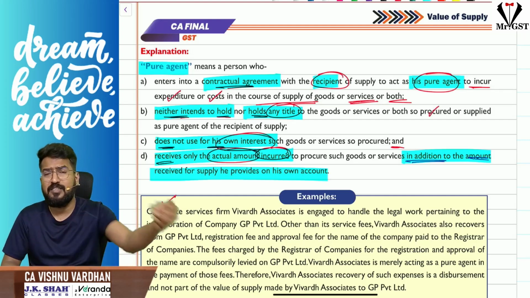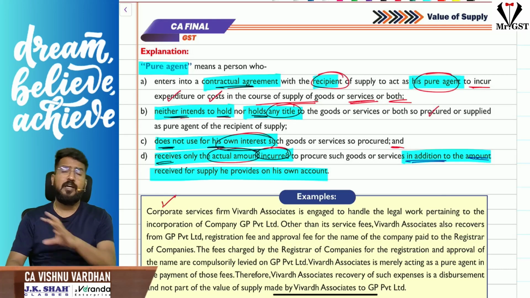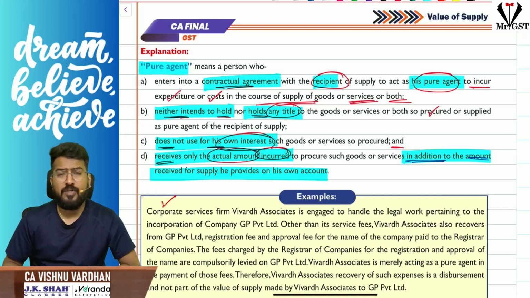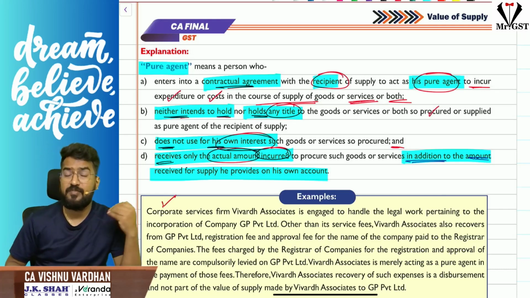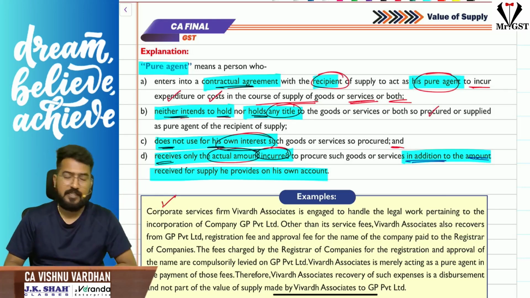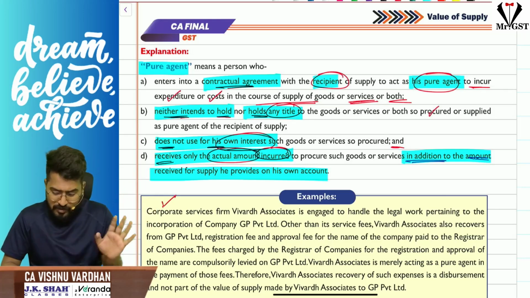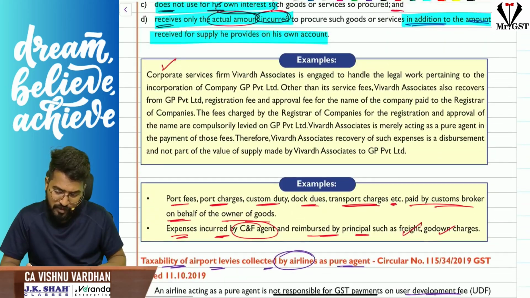As I told, I am charging 1 lakh rupees for company incorporation, I am receiving that, and also they are paying me that 1200, 1300, 400 rupees, 500 rupees which I have paid to the government as a stamp duty, etc. Okay, so then that will be excluded from the value of supply. That is with respect to pure agent.